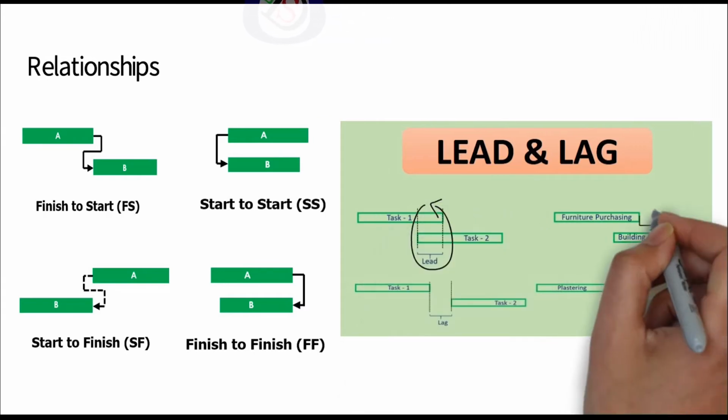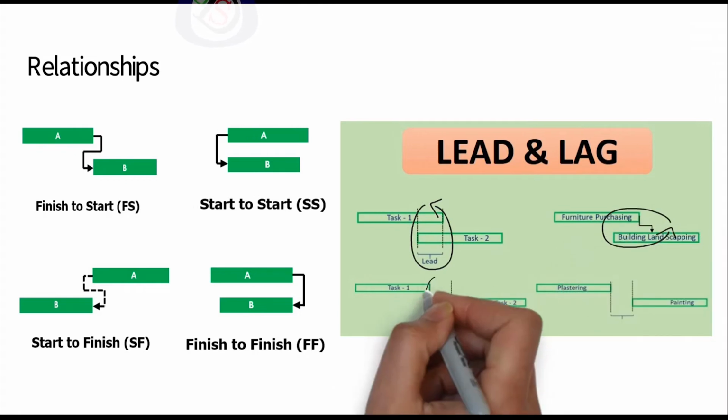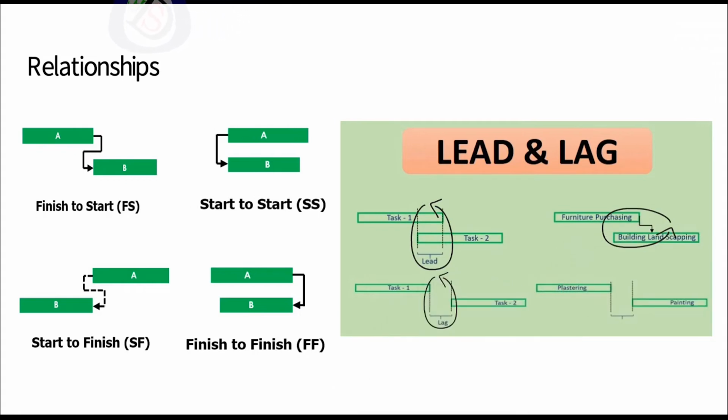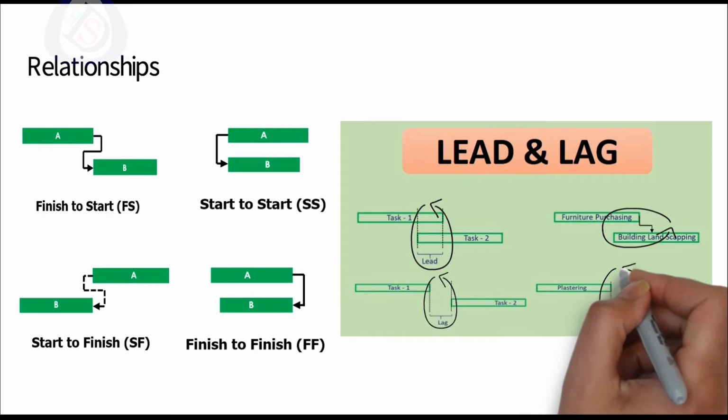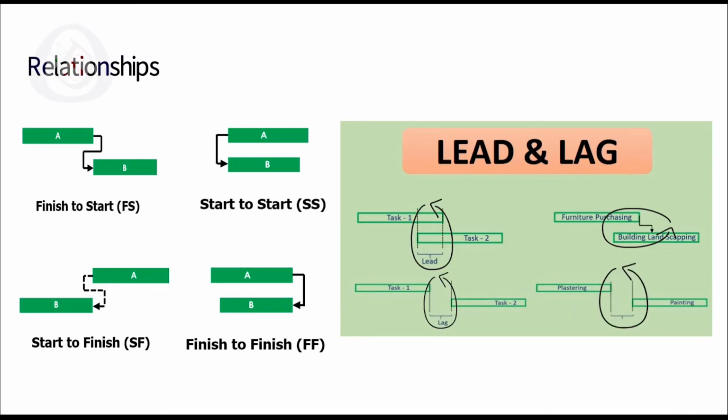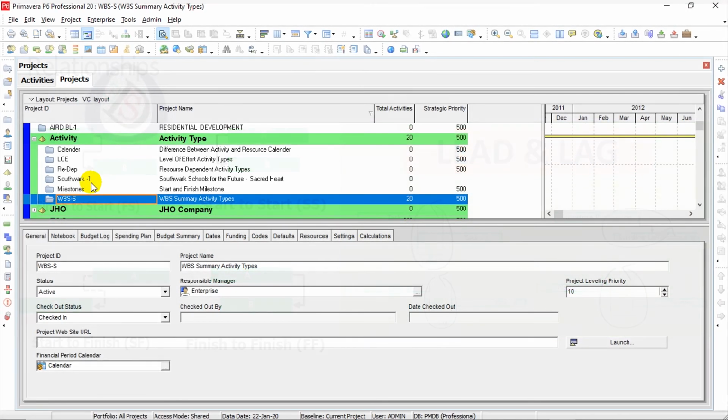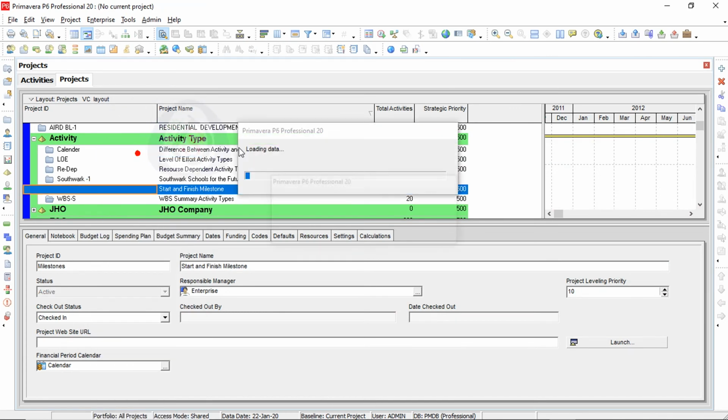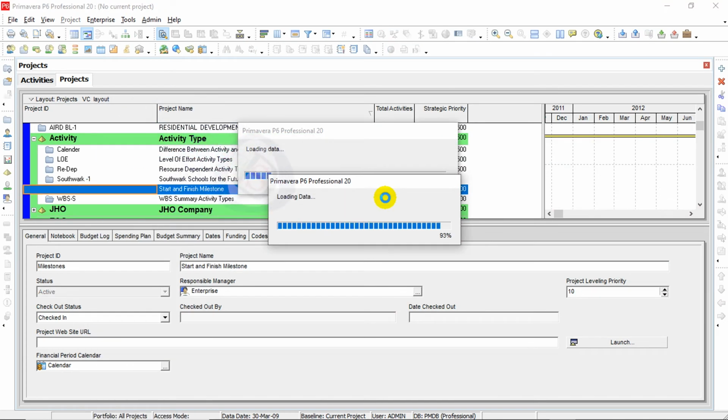You can see here the lead, and there is a lead assigned here, and you can see a lag, and lag is assigned to these activities. So you can see the difference between both here. So here I will show you an example of start milestone and finish milestone.